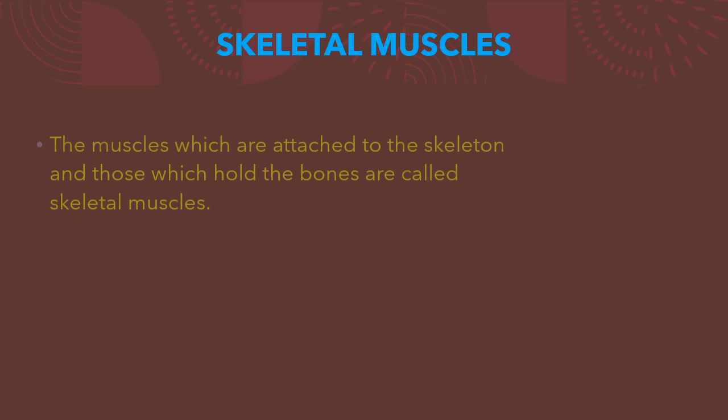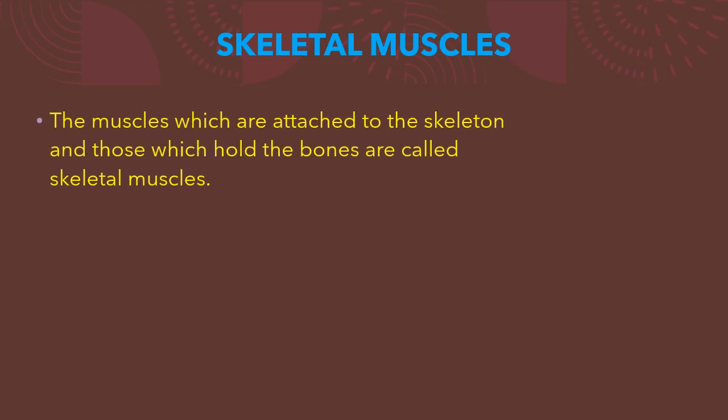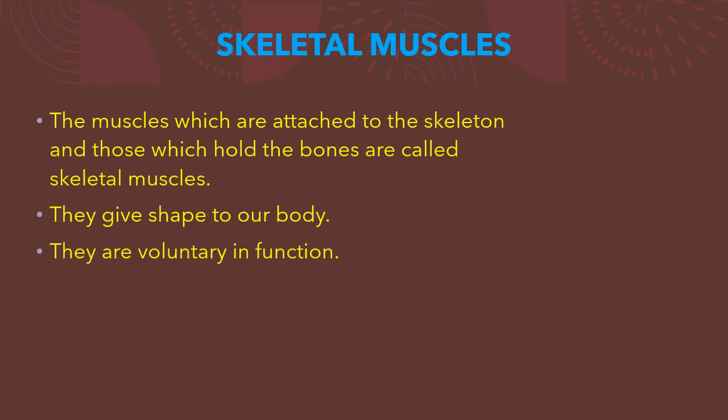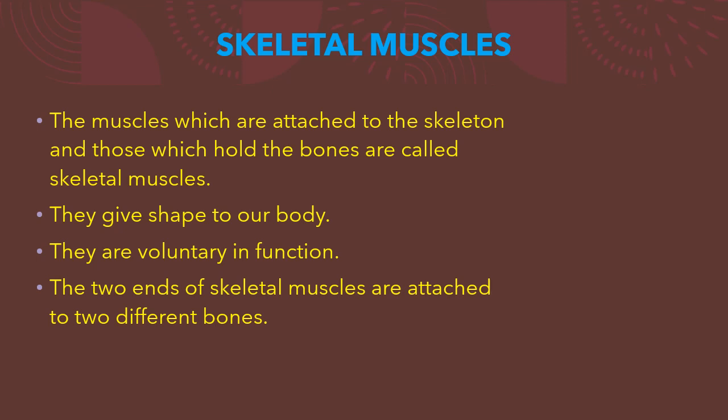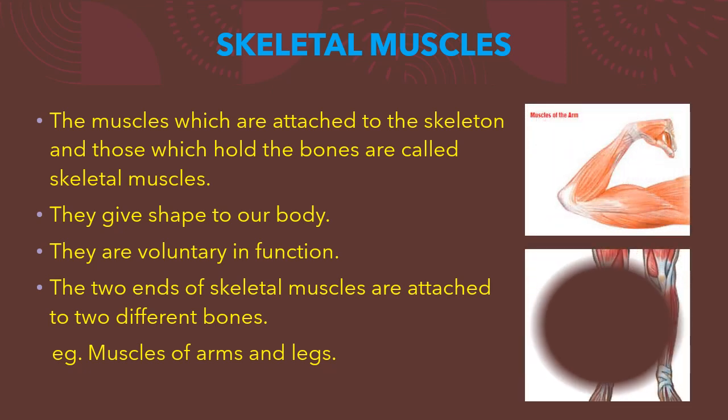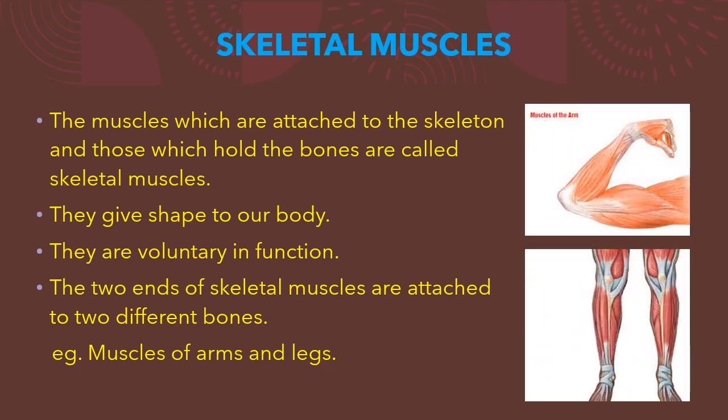Skeletal muscles. The muscles which are attached to the skeleton and hold the bones are called skeletal muscles. From the name itself we understand that the muscles attached to the skeleton or the bones are called skeletal muscles. Because of this we get the shape of our body. They are voluntary, they are under our control. The two ends of the skeletal muscles are attached to two different bones, like the muscles of arms and legs. So these are called skeletal muscles since they are attached to the skeleton of the body.